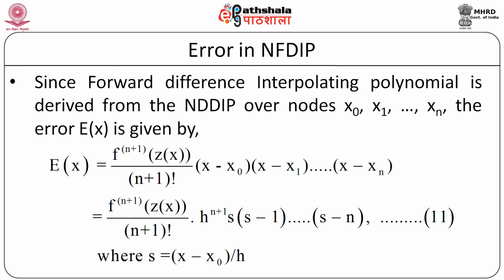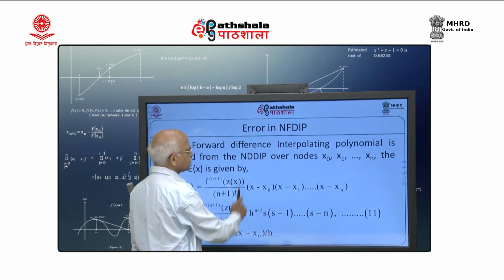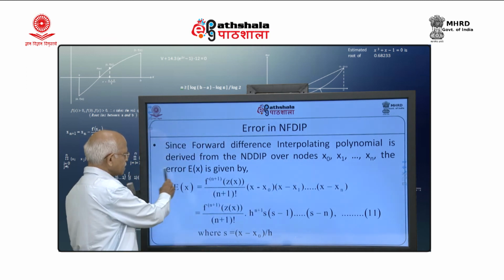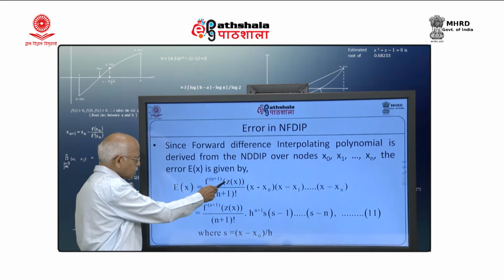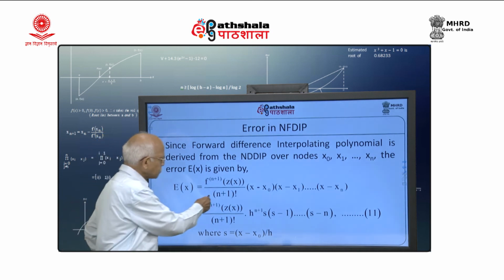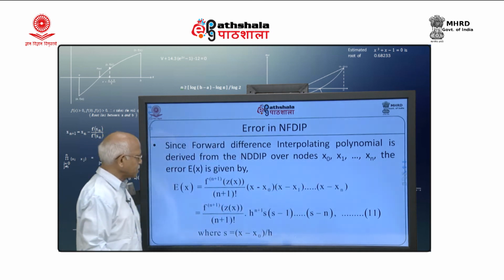Now you remember that this is what we had done. Since the forward difference interpolating polynomial is derived from Newton's divided difference interpolating polynomial, over the nodes, the error E x is given by E x equal to f n plus 1 of z x, where z x is some point in the open interval a b, divided by n plus 1 factorial, into x minus x 0, x minus x 1, up to x minus x n.